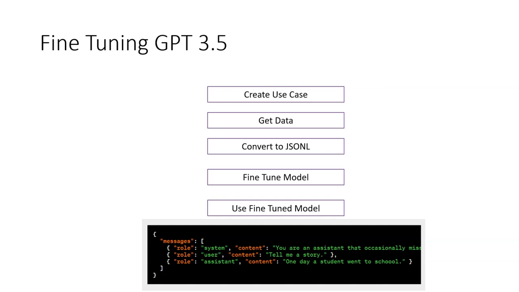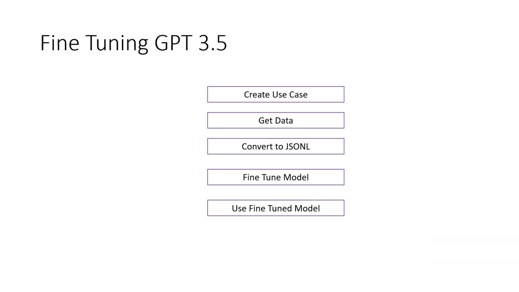memory. It allows you to structure your data in a way that includes role-based annotations like user, assistant, system, and content for each role. So the structure is essential for training language-based models where understanding the role and content of each message is very crucial. Then you fine-tune the model and use the fine-tuned model for your use case. So now let's get into the coding.